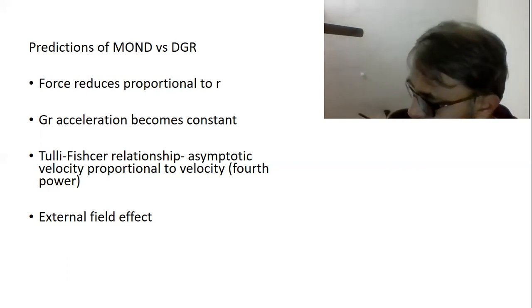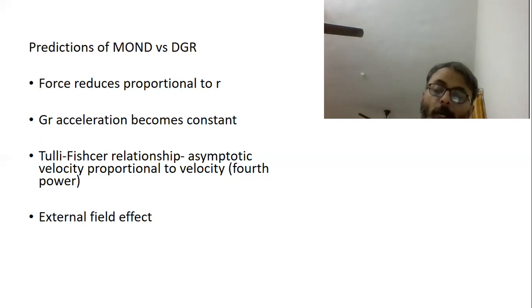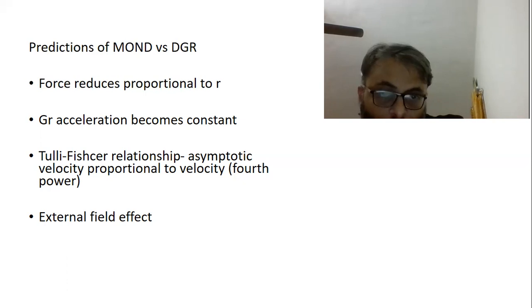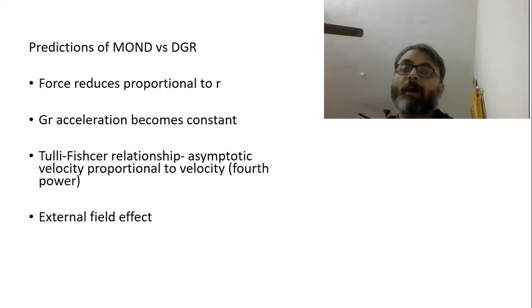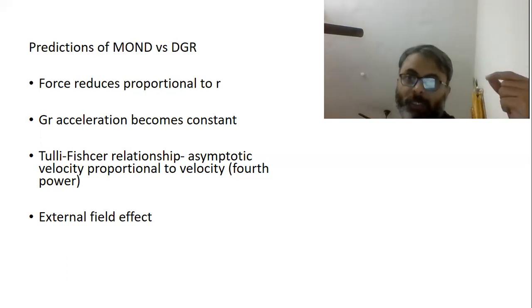In fact, we'll come to that. But MOND is basically in DGR, these linear EPCs can have Mondian type forces from one corner of the universe to the other corner of the universe. So one galaxy at one corner of the universe can affect another galaxy at a separate corner of the universe by Mondian gravity.